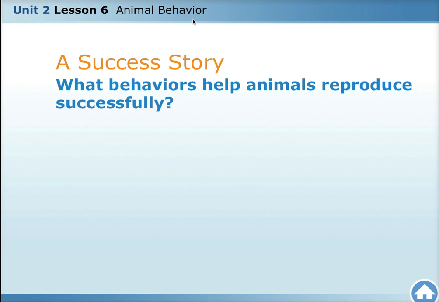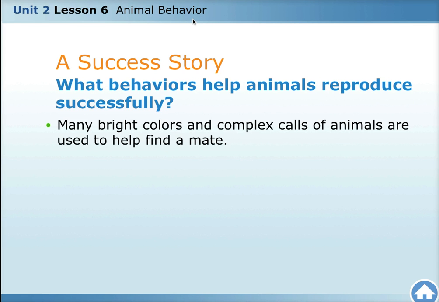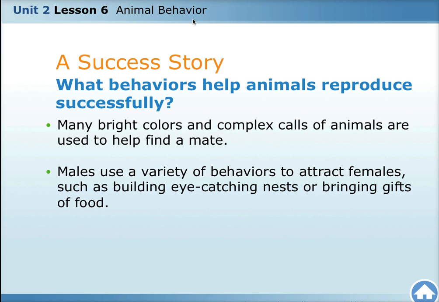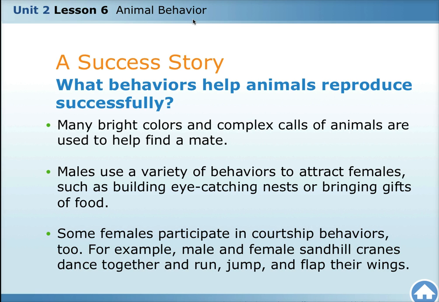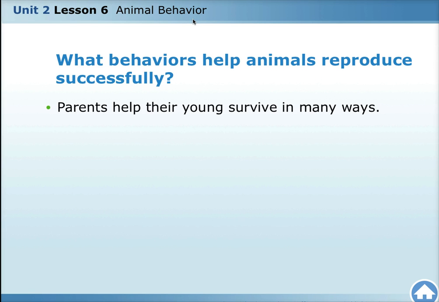So what behaviors help them reproduce successfully? We're on page 156 in the text. Many bright colors and complex calls of animals are used to help find a mate. Males use a variety of behaviors to attract females, such as building eye-catching nests or bringing gifts of food. Some females participate in courtship behaviors too. For example, male and female sandhill cranes dance together and run, jump, and flap their wings.